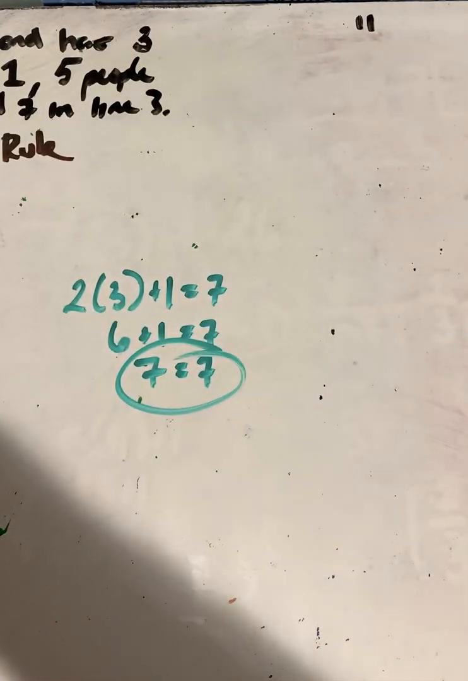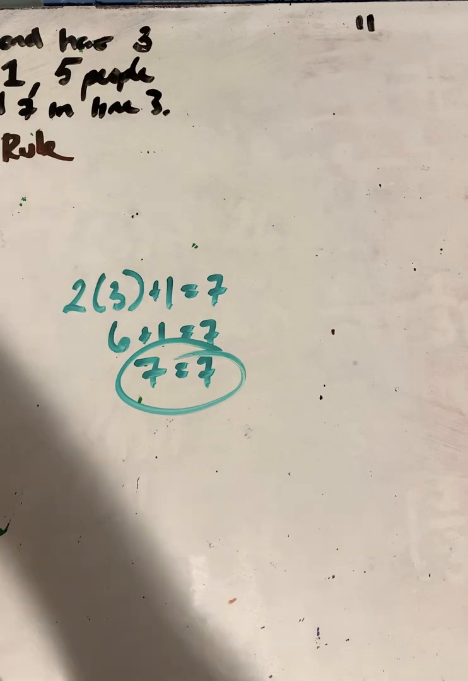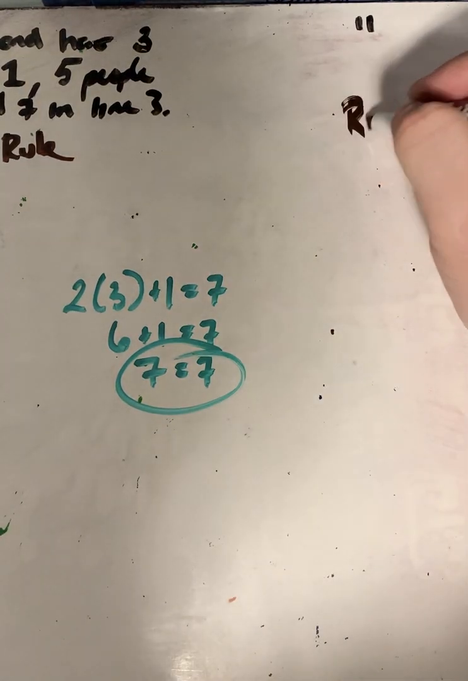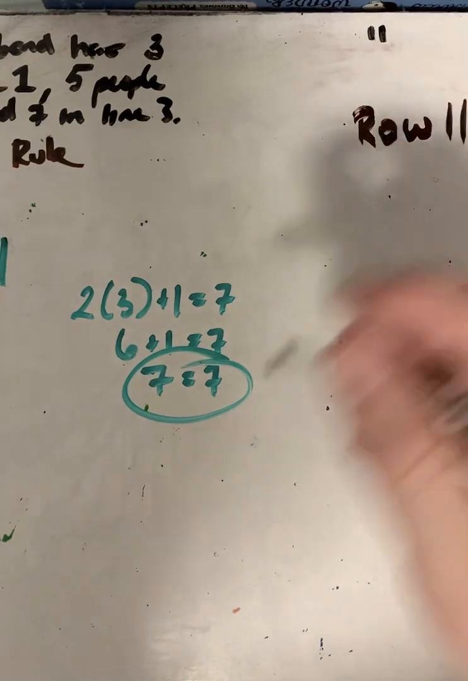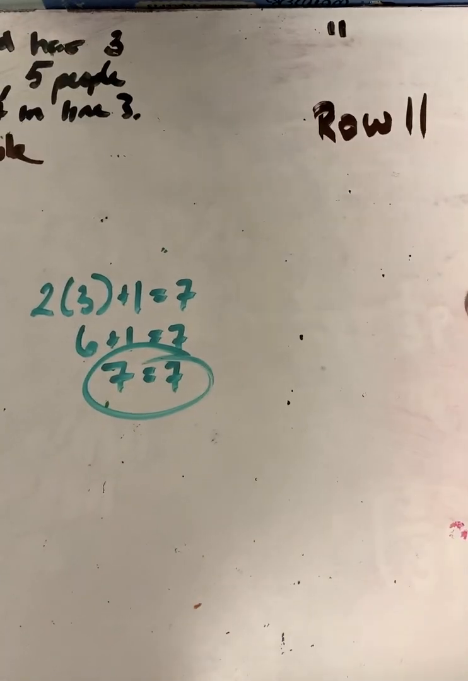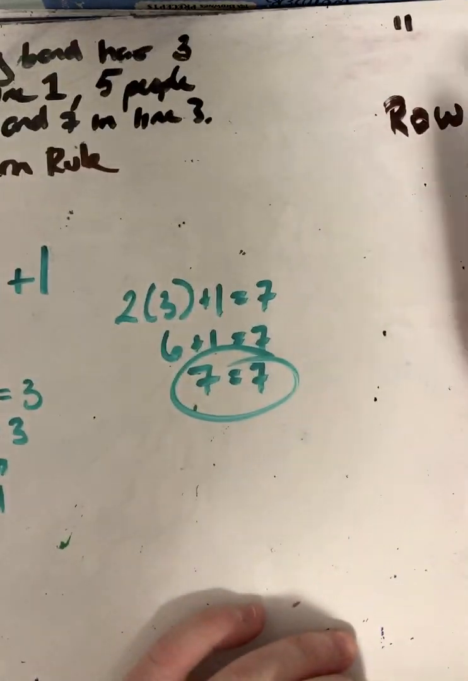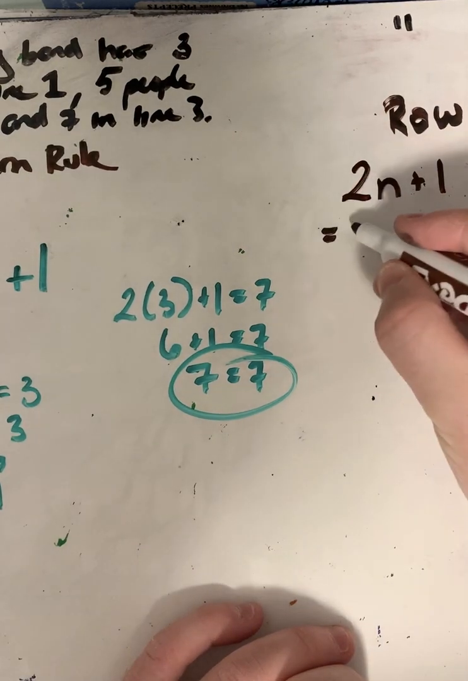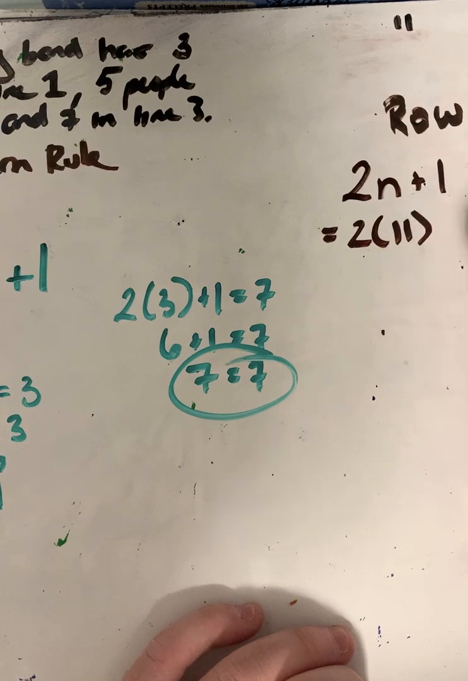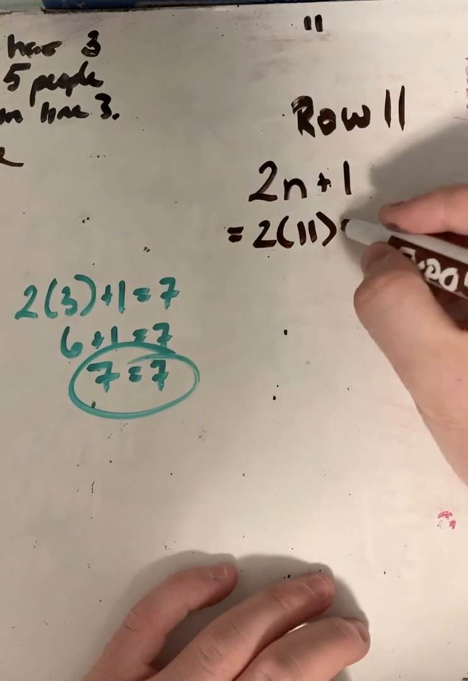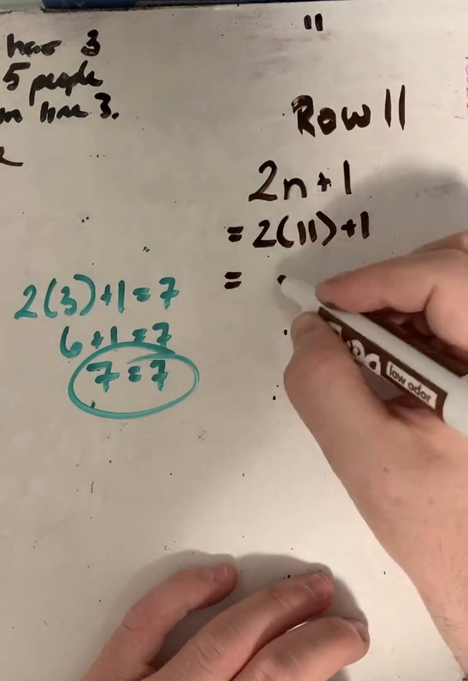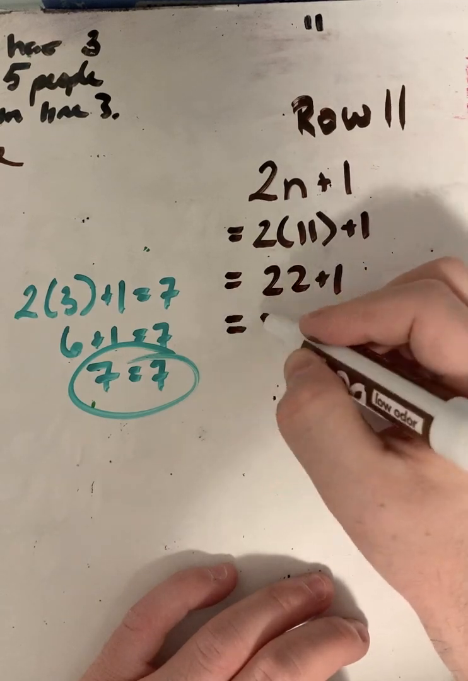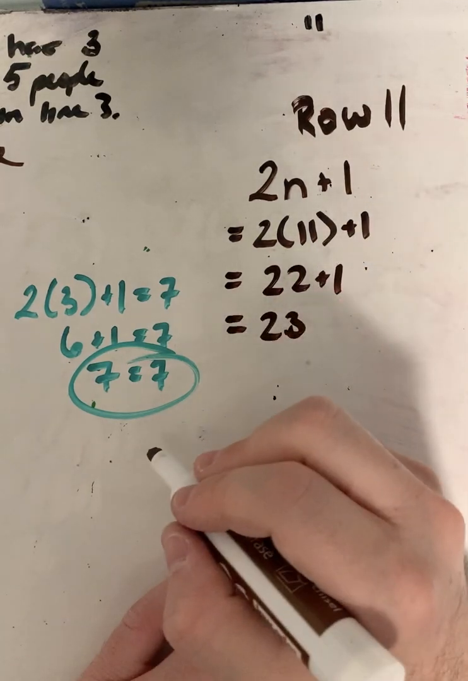What if I wanted to find out how many musicians were in row? Let's go with row 11 this time. You're going to repeat your pattern rule, 2n plus 1. And this time you're going to include 11 as your variable, plus 1. 2 times 11 is 22, plus 1. 23 musicians in row 11.